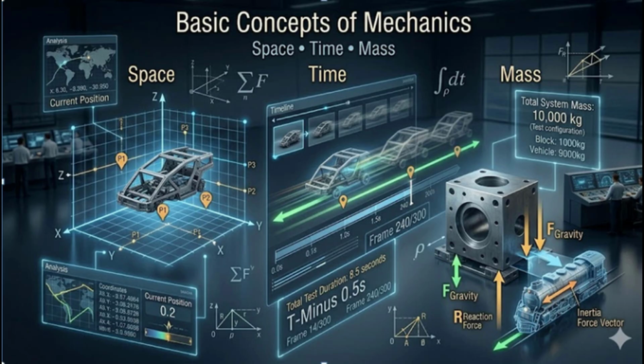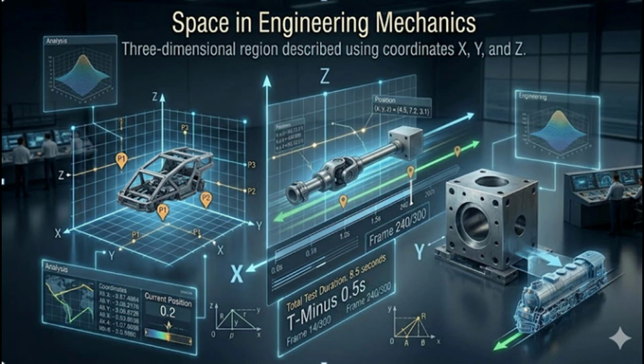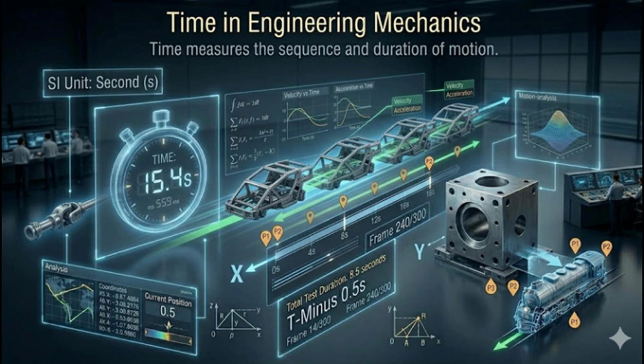To understand mechanics, we must also understand some fundamental quantities: space, time, and mass. Space refers to the three-dimensional region where bodies exist, often described using coordinates like x, y, and z. Time measures the sequence or duration of events and is essential for analyzing motion. The SI unit of time is the second.